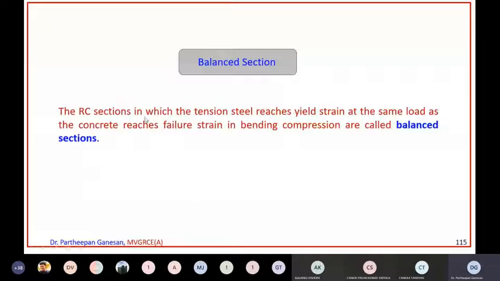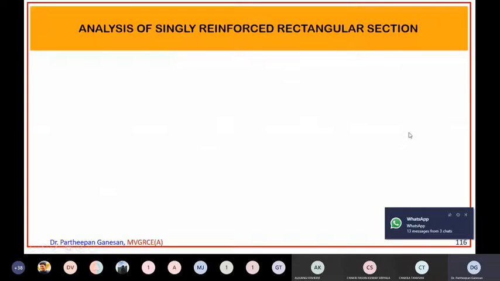So finally, a balanced section is one in which the tension steel reaches yield strain at the same load as the concrete reaches failure strain in bending compression, called a balanced section, right?